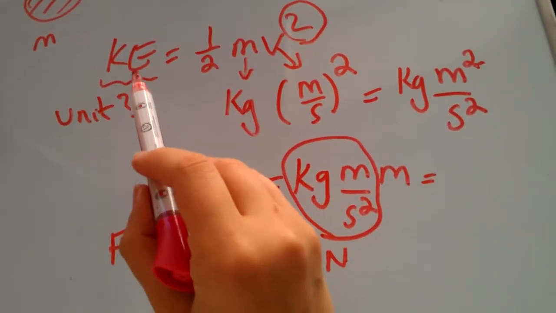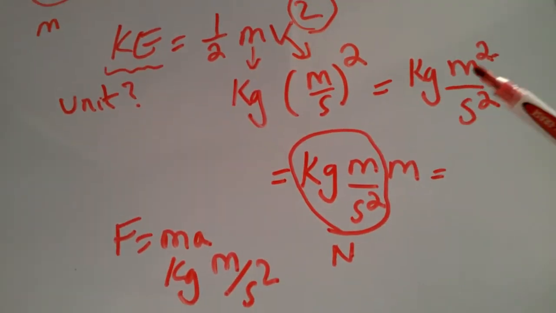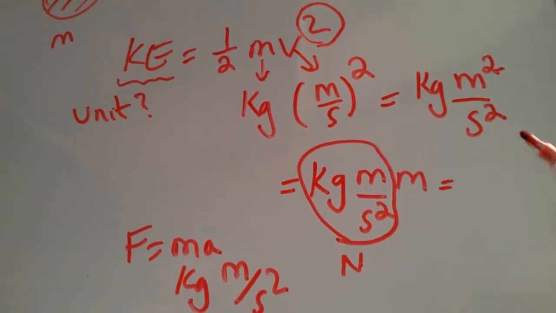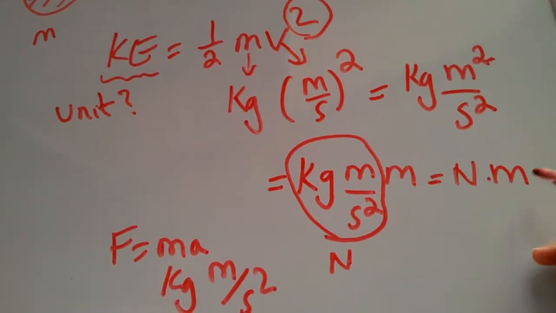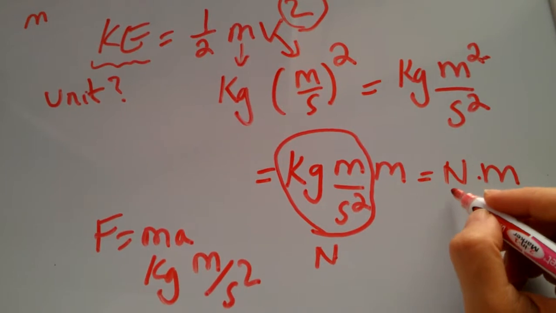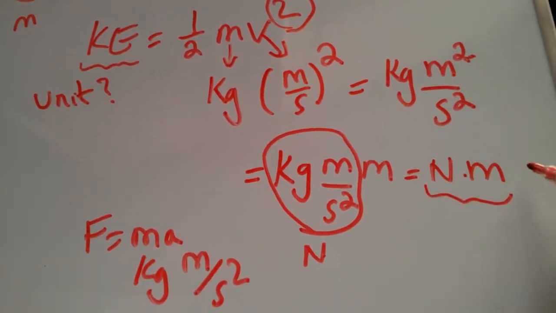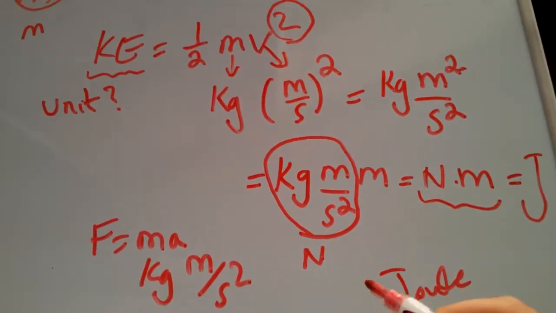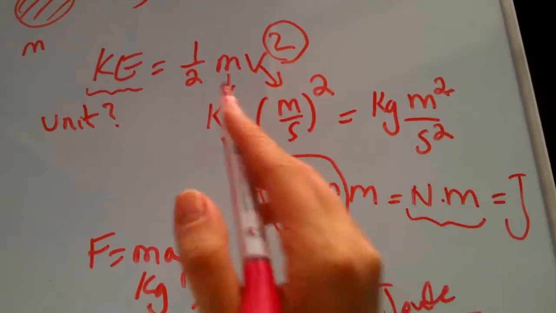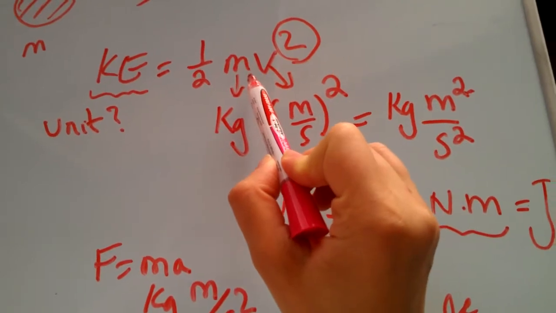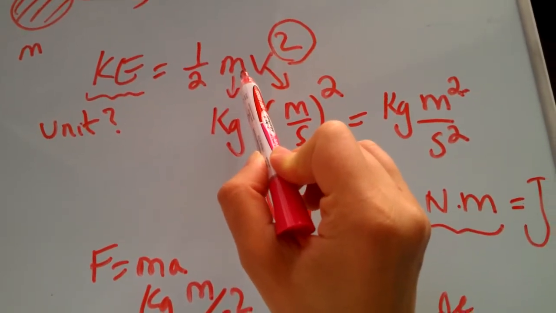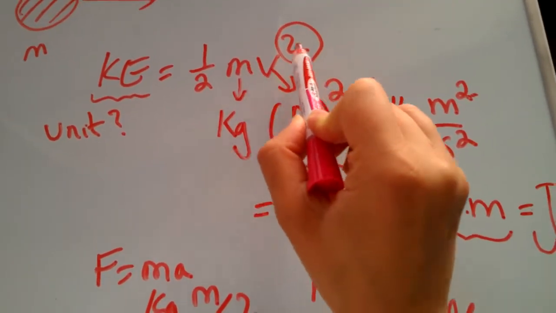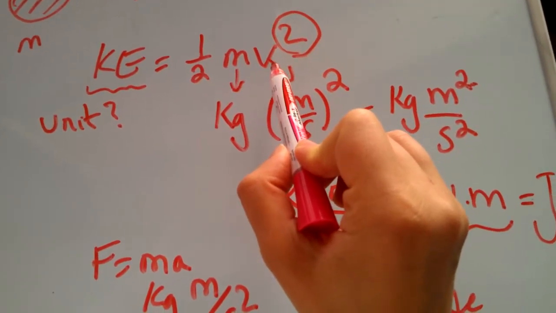So units for kinetic energy can be expressed either as kilograms meters squared over second squared, or newtons times meters, and we give this another nickname. We call this joules. So 1 joule of kinetic energy means that a mass of 2 kilograms goes with 1 meter per second, right?